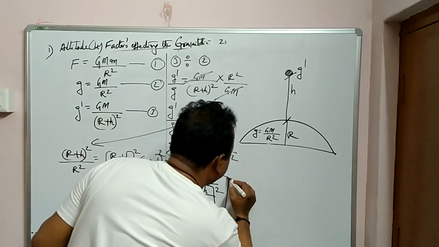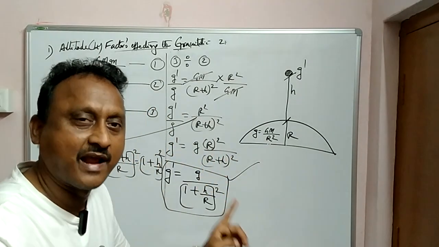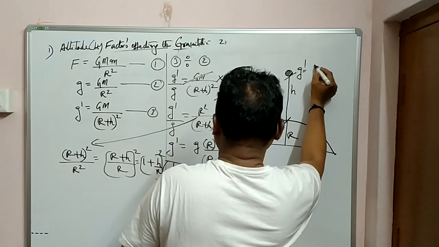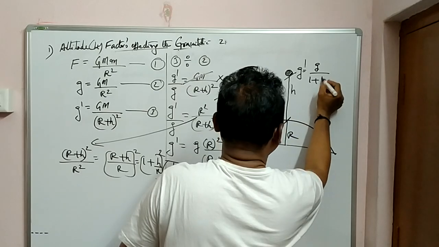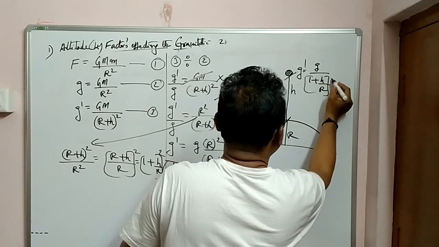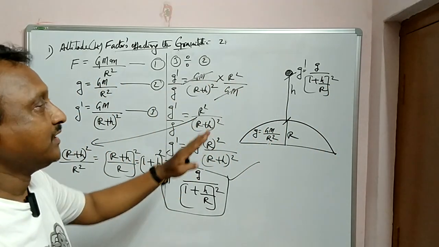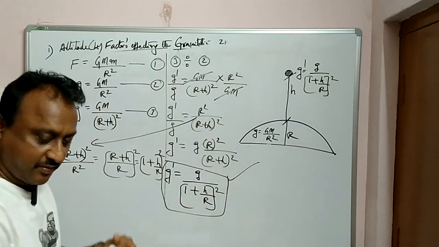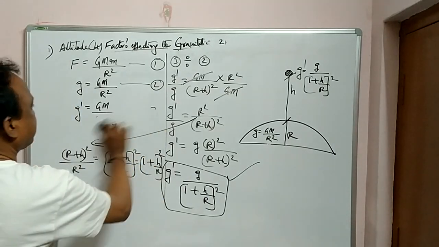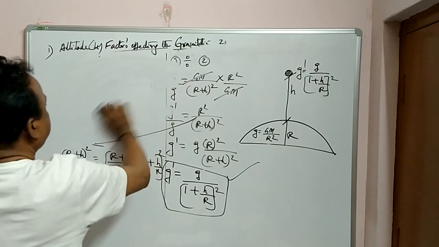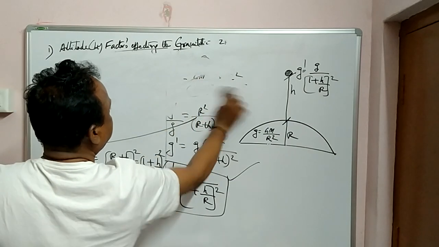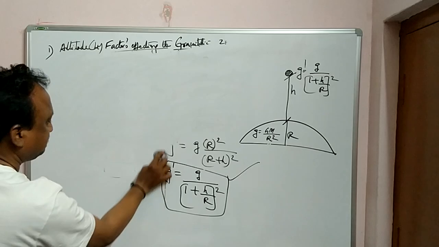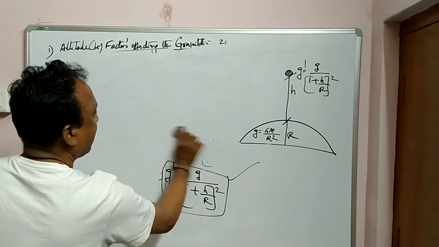See, this equation is always correct, always right. The new value g dash is given by g by 1 plus h by R whole square. And sometimes in intermediate they take this to the top and write it in a binomial expression. Let me show you. This equation you can also write in this fashion, in binomial expression. The same equation, if you solve it mathematically, you will get it this way.